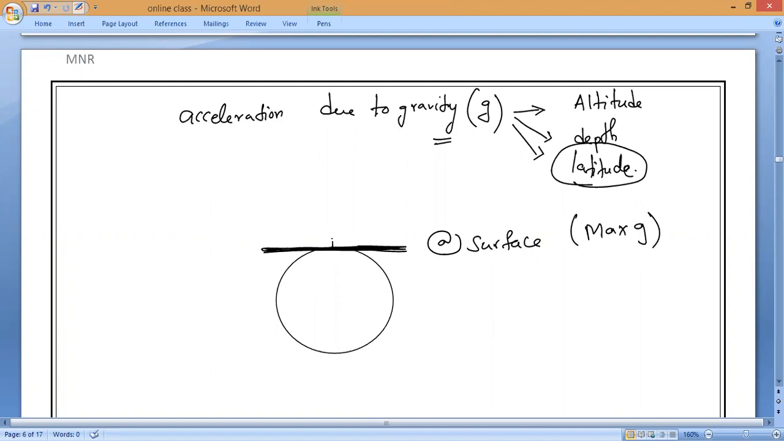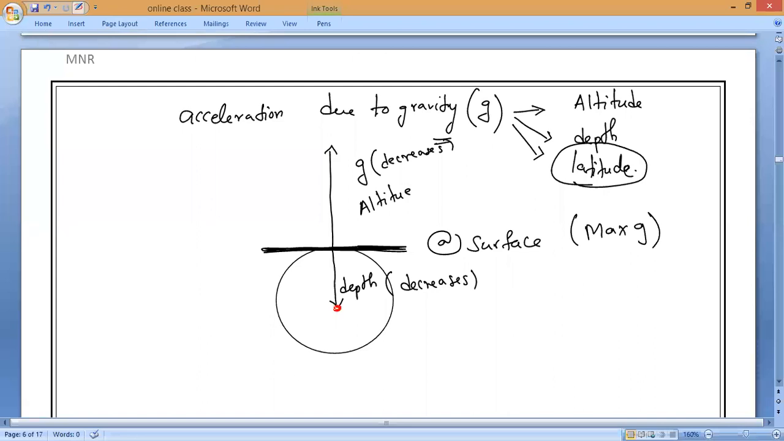Now when I keep on going away from the surface, that is altitude, the g value decreases. All of you have to remember that. In the same way, when I keep on going inside, this is depth. Does the g value decrease or increase? The g value will decrease.